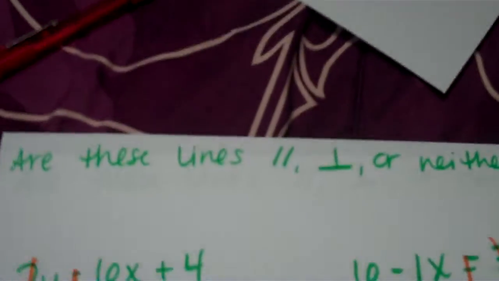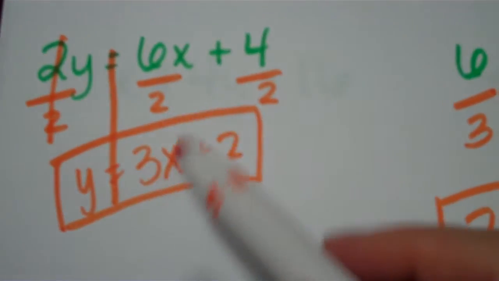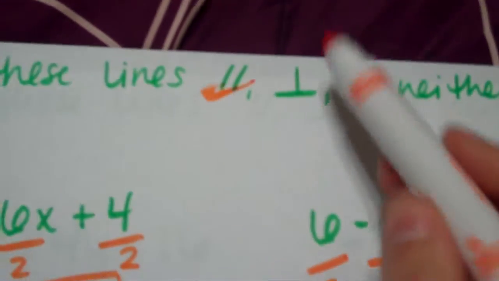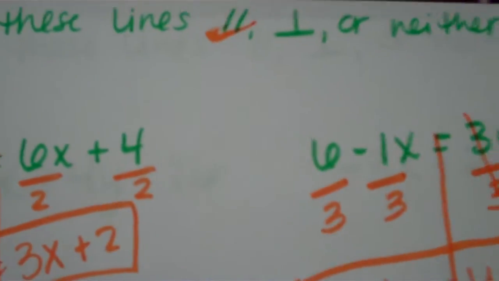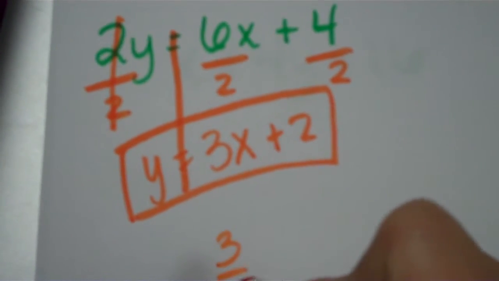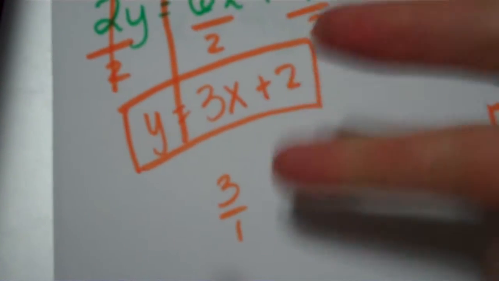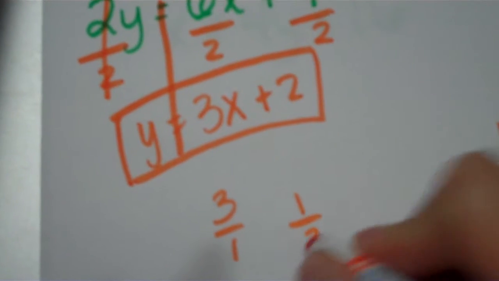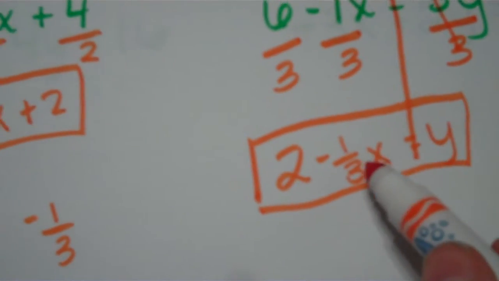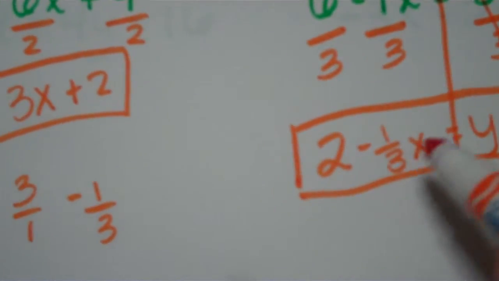Okay? So, are these lines parallel? This slope here is 3. This is negative 1/3. Are they the same? Nope. So they are not parallel. Perpendicular. Remember, perpendicular are opposite reciprocals. So this is 3. That's like 3 over 1, right? And the opposite of 3 over 1, we flip it, is 1/3. That's positive, and this is negative. So is this negative 1/3? And you're going to say, yes, it is. So these lines are perpendicular.